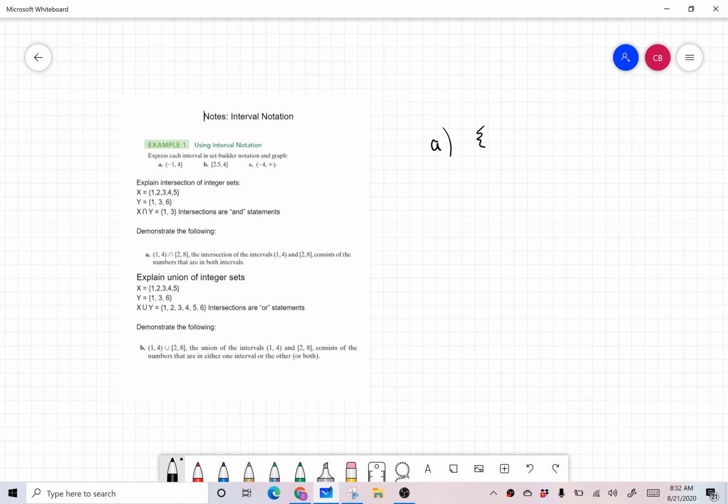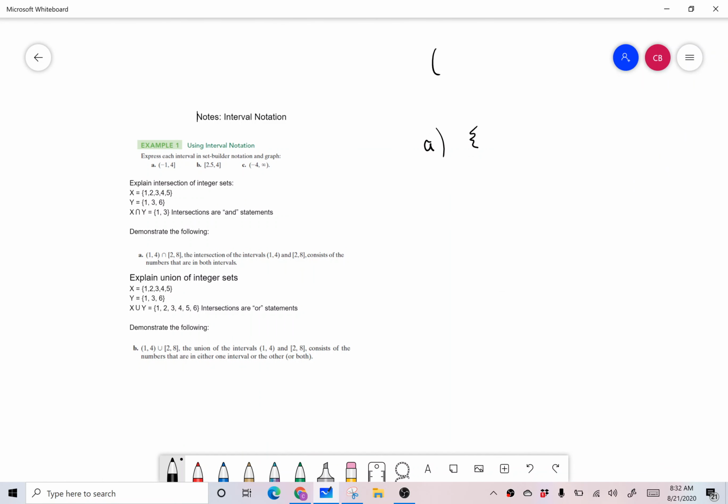How this works is if it is a parenthesis, these are open, meaning they do not include the value on the end. So I'll explain more in detail in a second. And then if they have a bracket, they are closed, meaning they do include the end points. So since it doesn't express what variable we're using, we're going to say x such that.